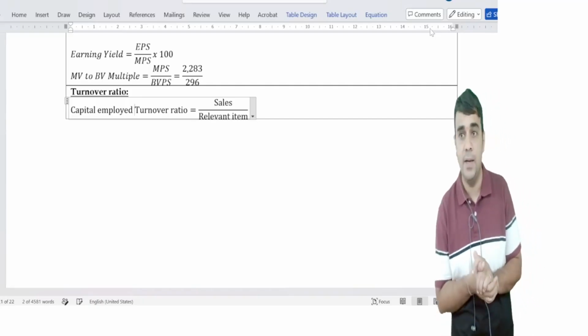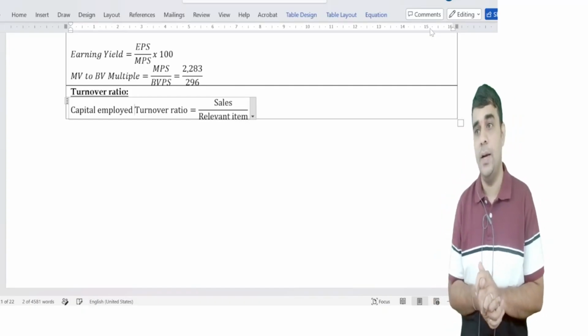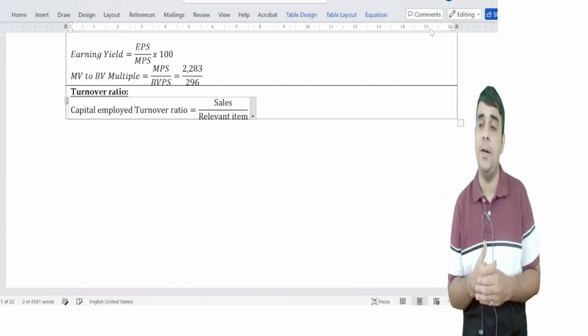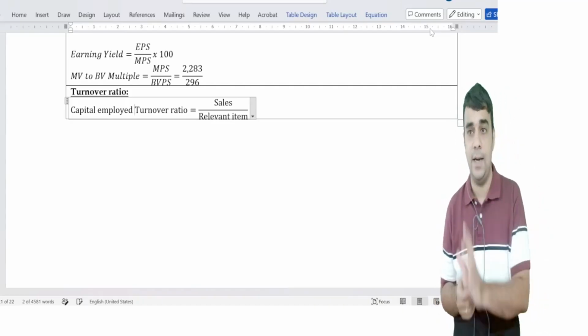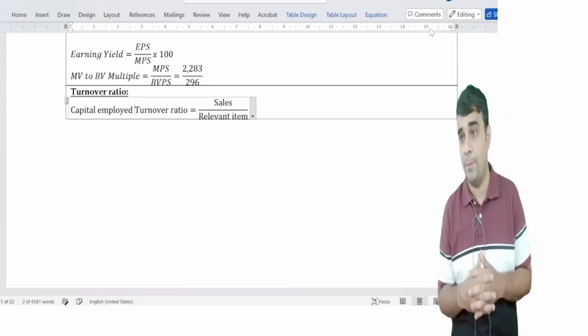What is the relevant item? Fixed assets turnover ratio, divide by fixed assets. Current assets turnover ratio, divide by current assets. Total assets turnover ratio, divide by total assets. Working capital turnover ratio: what is working capital? Current assets minus current liabilities, divide by working capital. Capital employed turnover ratio, divide by capital employed.